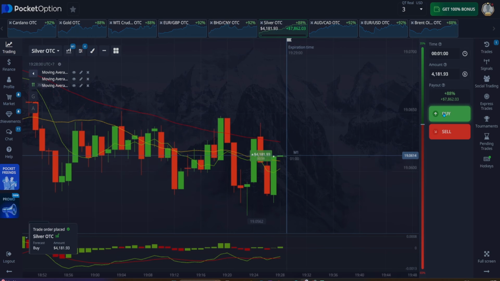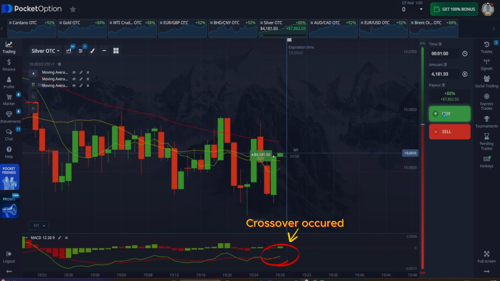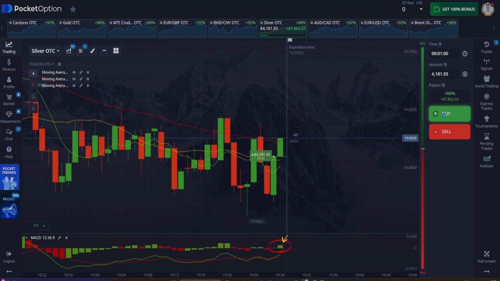I'm entering another buy because the MACD is once again giving a bullish signal. The main line has crossed above the signal line, while the histogram keeps expanding in the positive area. This shows that buyers are becoming more dominant, and the bullish momentum is strengthening. Each time the histogram grows after the crossover, it confirms that the market is ready to continue the uptrend.